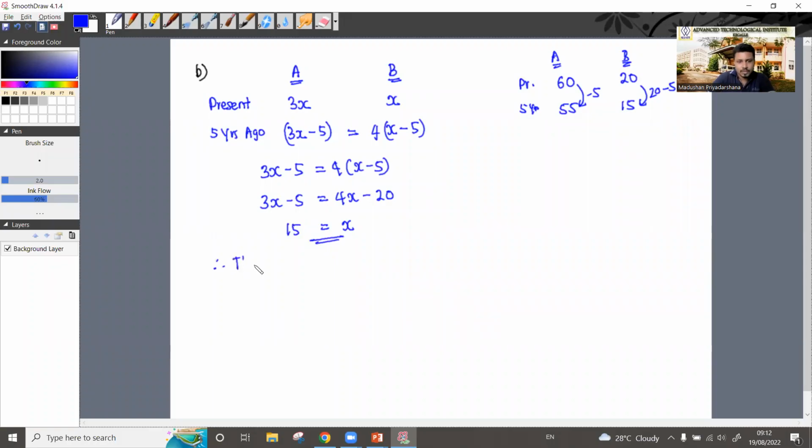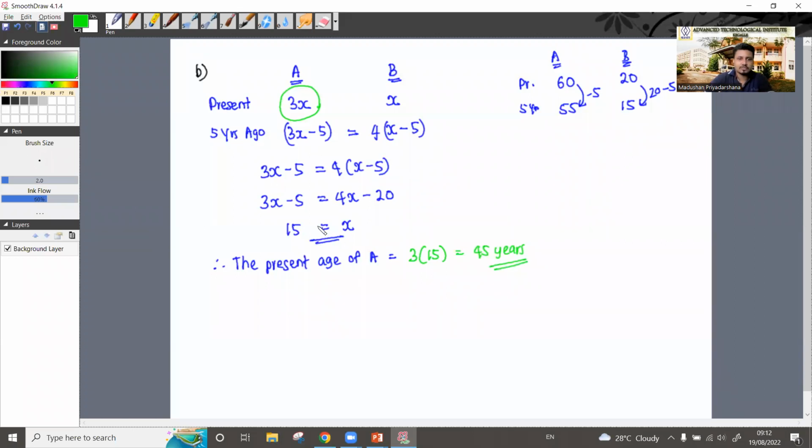Therefore, the present age of A, right? The present age of A should be equal to what? This is the present age of A, that is what? 3x. So it should be 3 times x. 3 times 15, that is what? 45 years. 45 years should be the final answer, right?